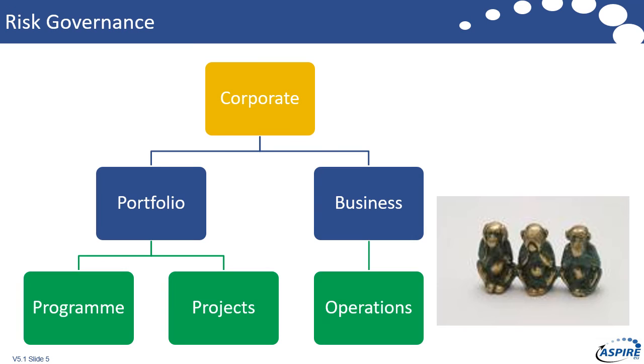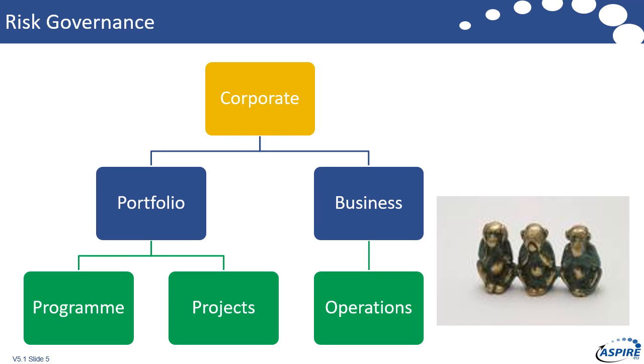Now, generally, if you're in a well-structured organization, you'll have corporate risk, and then you'll have a portfolio management layer that's looking after the program and project risk, and in effect should be translating program and project risk into corporate risks. And then on the other side of it, you're going to have business risk, so the corporate risk into business operations. I hate this word, but business as usual risk.